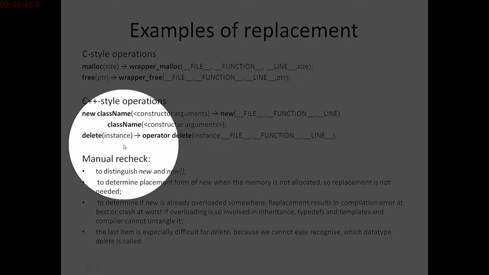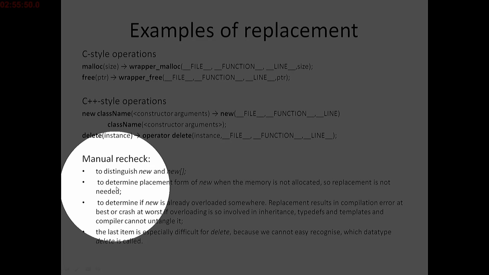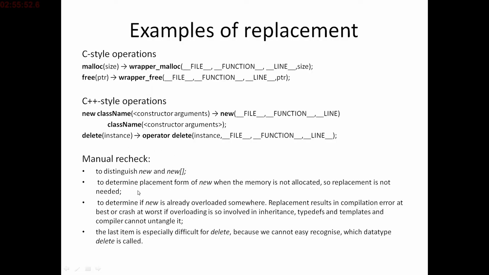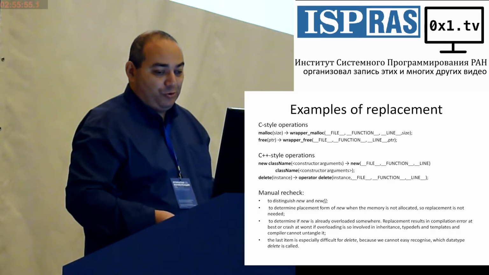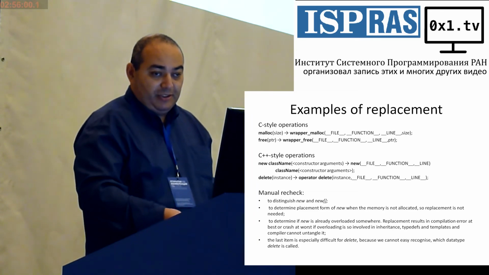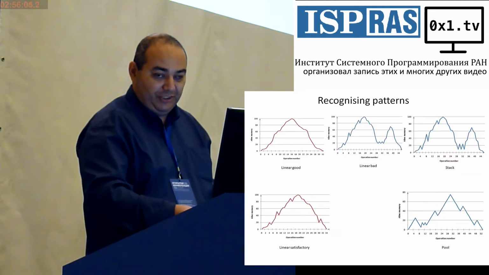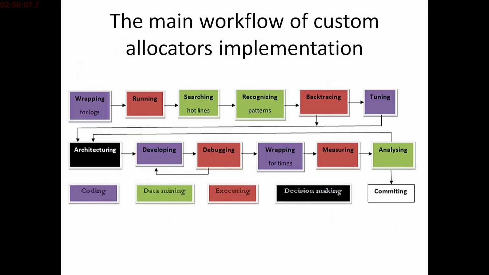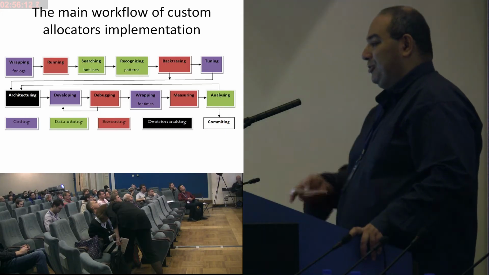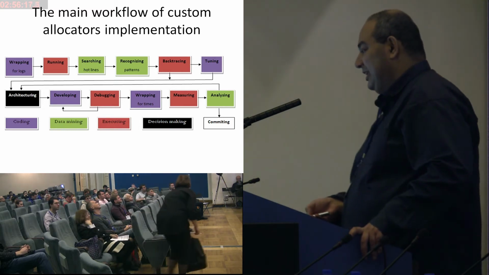Next, manual recheck. So this was automated wrapping, but there are some challenges sometimes that make us manually check whether everything is wrapped correctly. Next stage is to run the project, compiler, game through wrappers. We accumulate information on all operations with the memory.